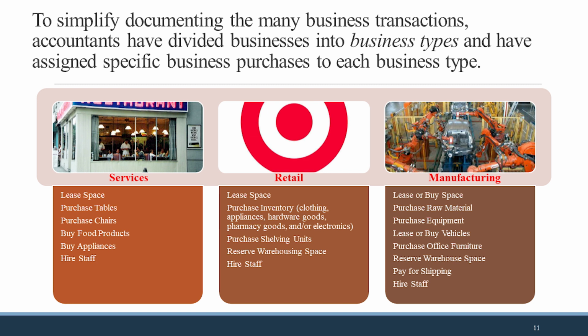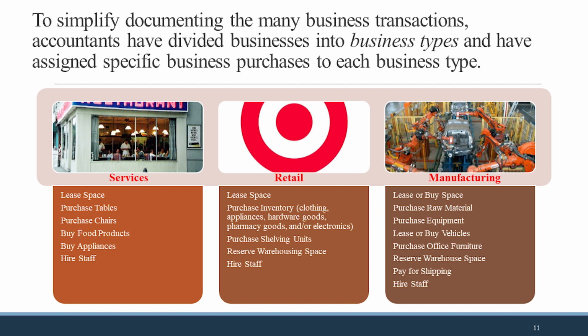Retail. When I think about retail, I think about Target, because we've all seen a Target before. When I walk through the door, what do I see? I see cash registers. I see shelving units. I see clothing on racks. In another corner, I see appliances. Target has to lease the space. Number two, they have to purchase inventory, which can be clothing, appliances, hardware goods, pharmacy goods, and electronics.